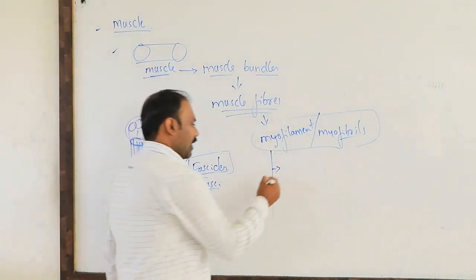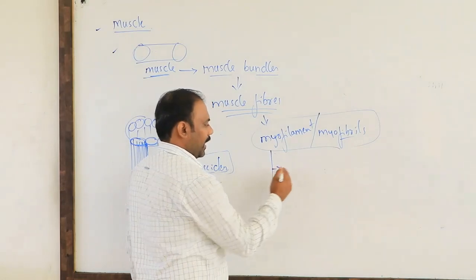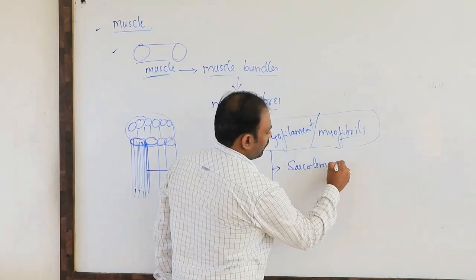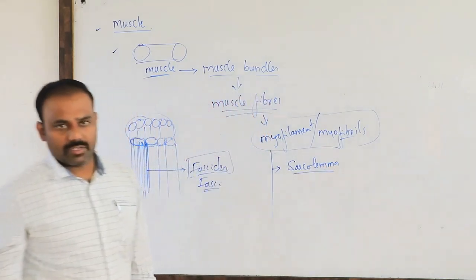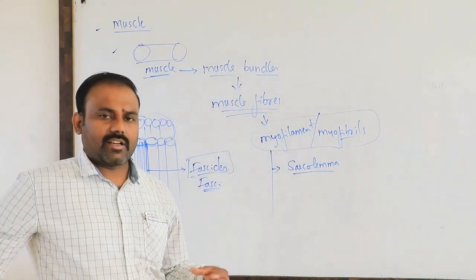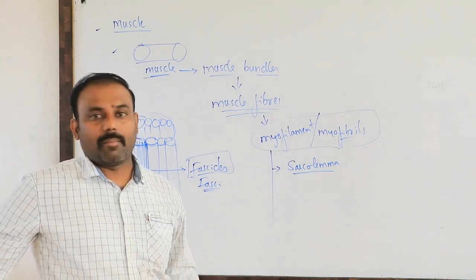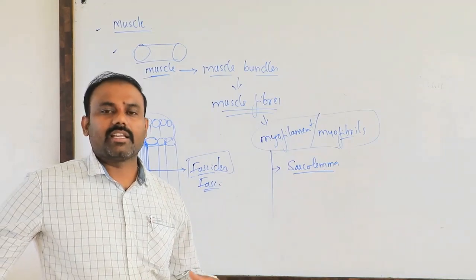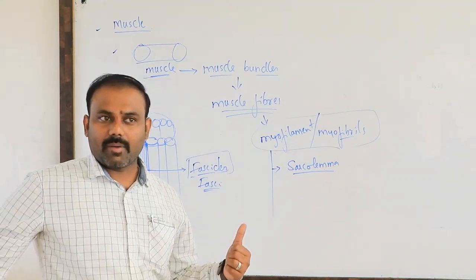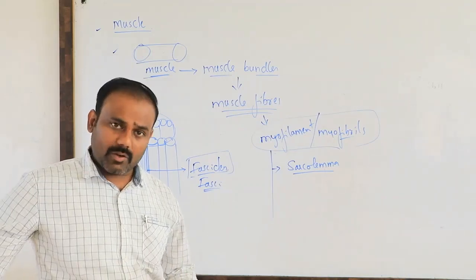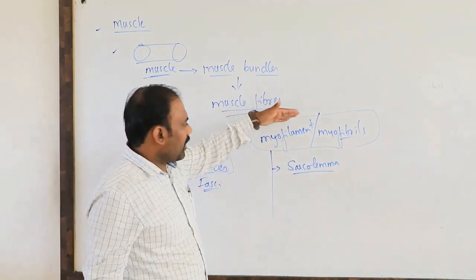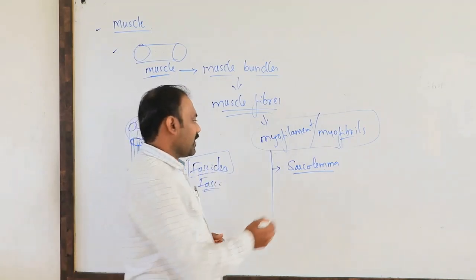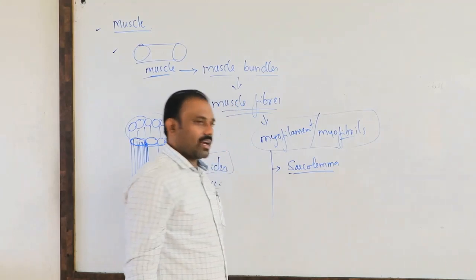are enclosed by sarcolemma. So the word is sarcolemma. I can compare this sarcolemma with the cell membrane. See, we can take a typical cell. A typical cell is covered by the plasma membrane, or we can call it the cell membrane. Likewise, myofibrils or myofilaments are surrounded by a membrane called the sarcolemma.